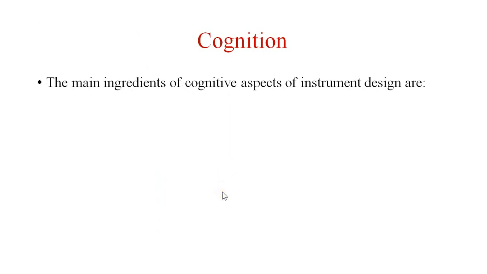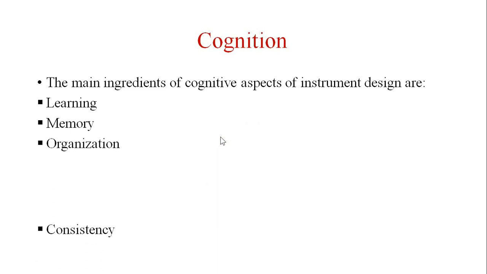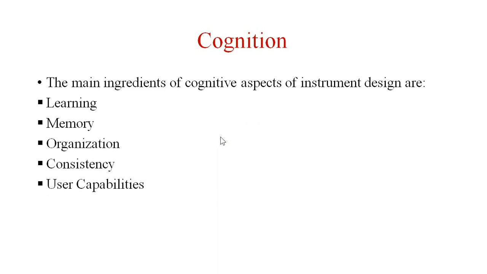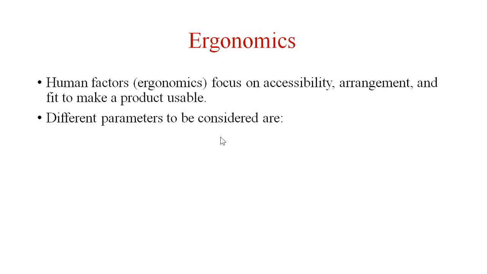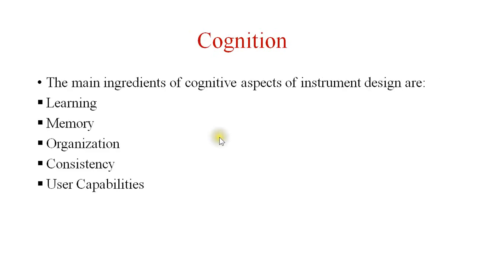Then we will see cognition. Generally, cognition is related to the aspect of instrument design which is related to the expectation of the users. The main ingredients of cognition are learning, memory, organization, consistency, and user capabilities. First we will see learning.